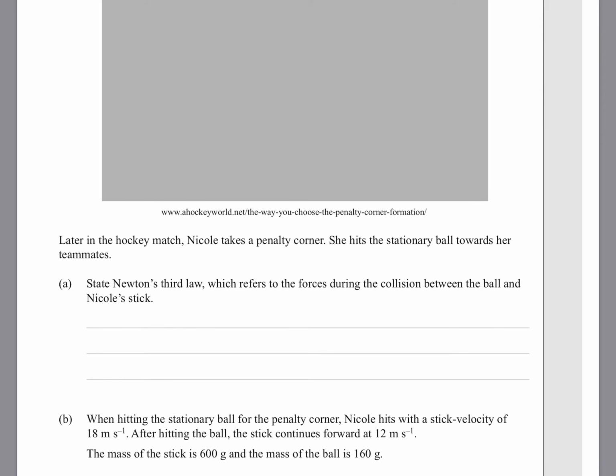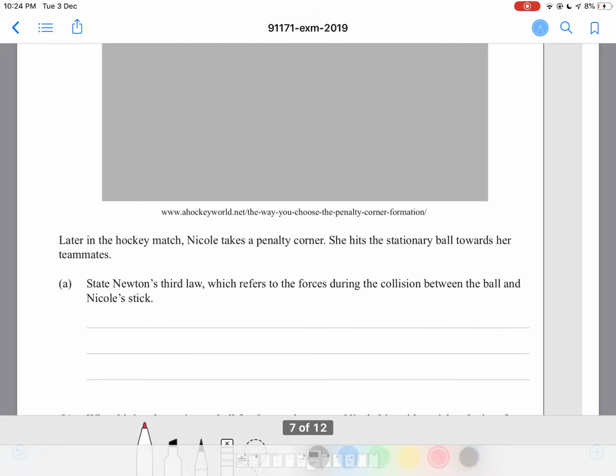Alright, question 3, the second half. Later in a hockey match, Nicole takes a penalty corner. She hits a stationary ball towards her teammates. State Newton's third law, which refers to the forces during the collision between the ball and Nicole's stick.